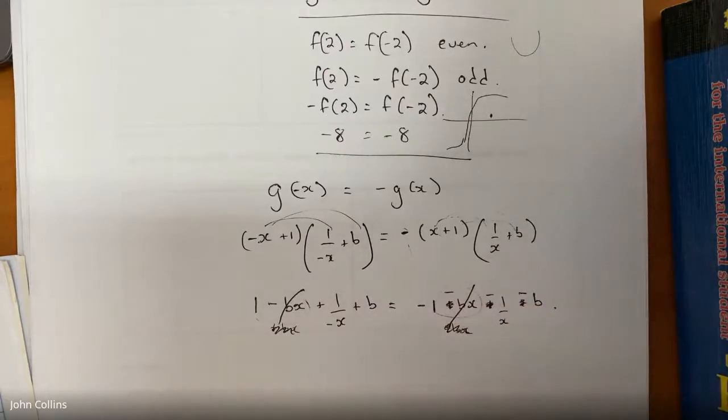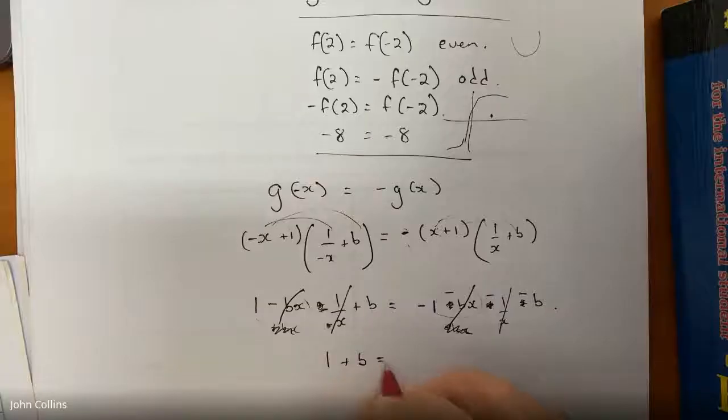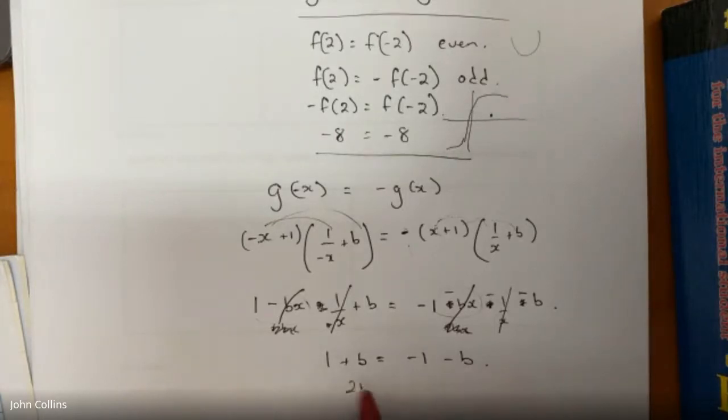That's gone. This 1 over x, 1 over negative x is negative. That whole thing is negative. So 1 over x and negative 1 over x will cancel as well. All right, so I have 1 plus b left on this side, and I have minus 1 minus b on that side. Let's just bring like terms to one side. So let's add b to both sides. That's 2b over here, and that's equal to negative 2. So b is negative 1.